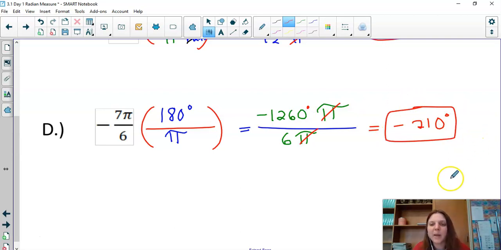So that's the basics on converting. You're just going between degrees and this new measurement known as radians.